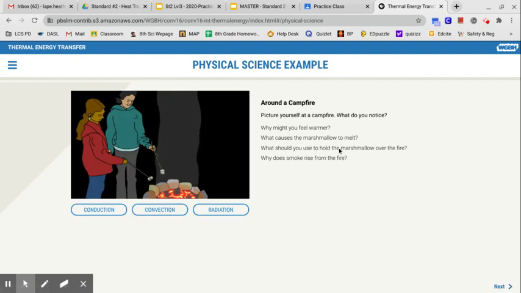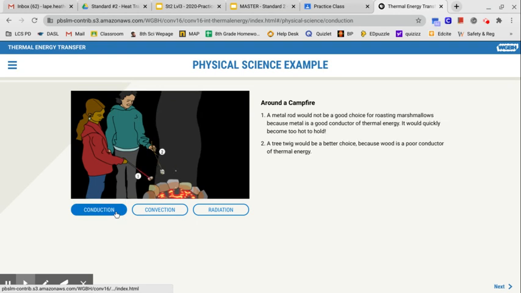Okay, in a campfire, we have conduction, where the metal rod would not be a good choice for roasting marshmallows. So here we have number one. I guess she has a metal rod because that's going to conduct heat up to her hand and burn her.